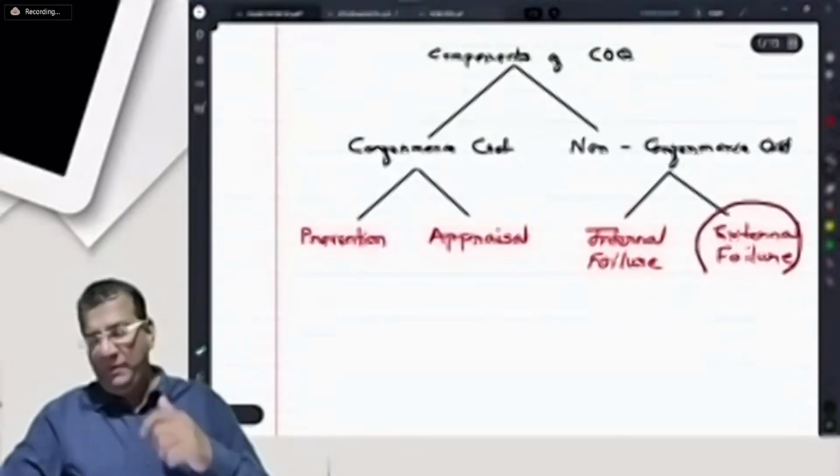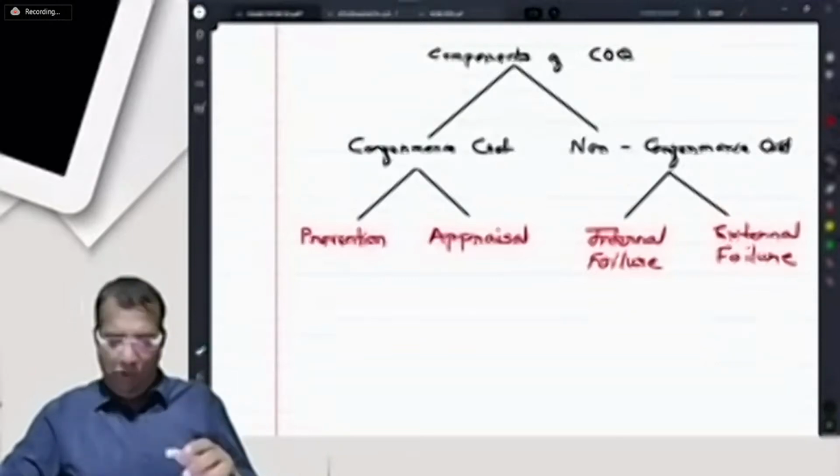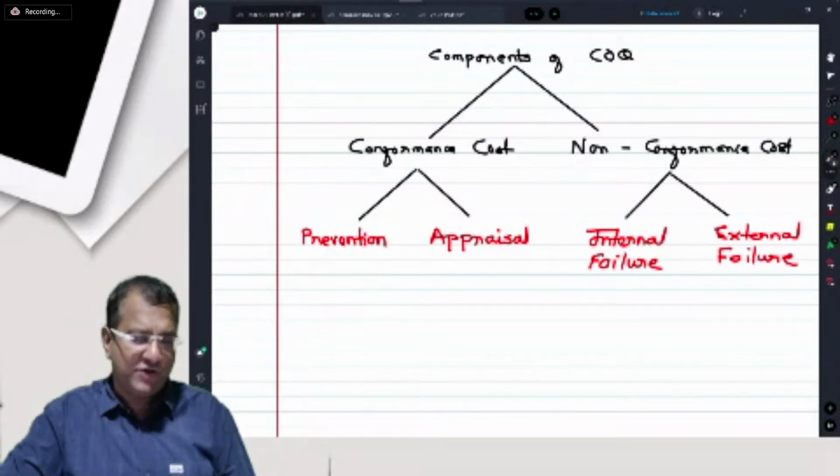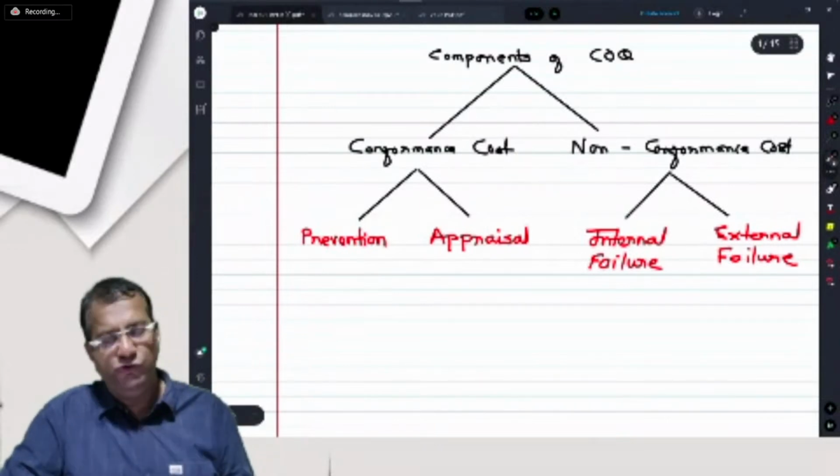Can you imagine what external failure cost means, beta? Although you may not know the technical meaning of external failure cost, just give it a try. If the internal failure definition is like this, then what do you mean by external failure cost? Just try. Nothing to lose.